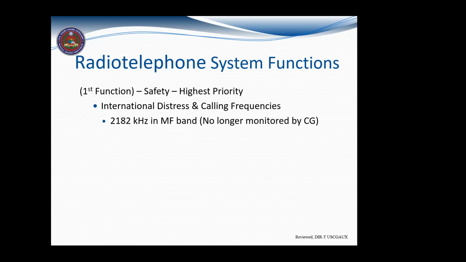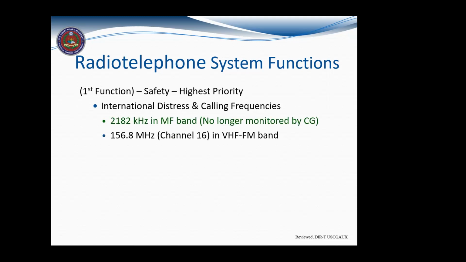In the HF band, the distress frequency was 2182 kilohertz, also known as channel 51. And this is a number you need to have memorized. Unfortunately, the Coast Guard is phasing out their monitoring on HF, so you probably will not be able to reach them on 2182.